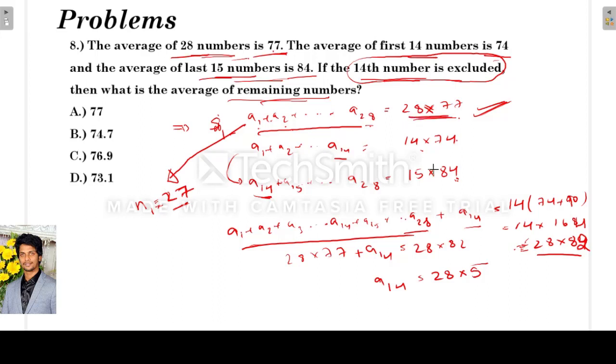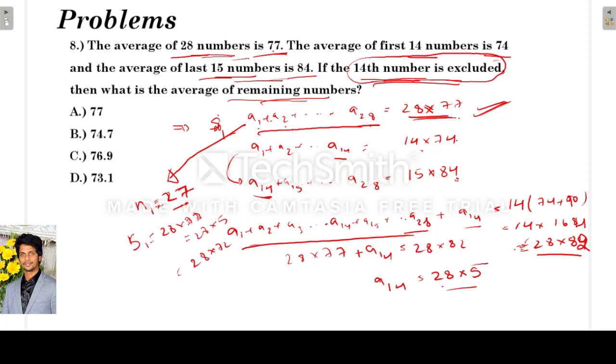From this we have to remove this, right? Because this is A1 plus A2 plus dash dash dash till A28. From this we need to exclude the 14th number. So the new sum will be 28 into 77 minus A14, which is 28 into 5. So here 28 common means 28 into 72.